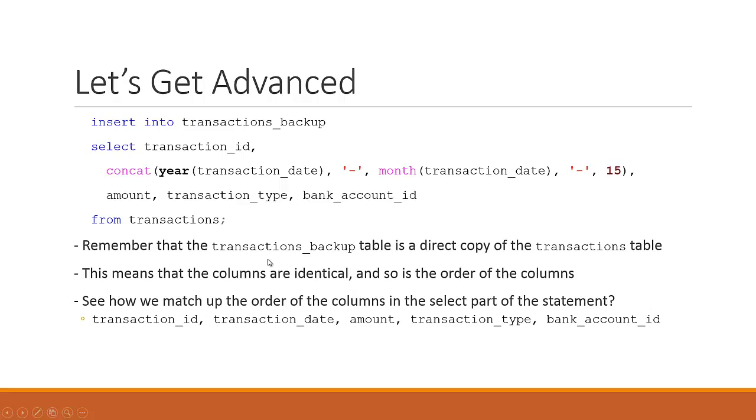So remember that the transaction backup table is a direct copy of the transactions table. A direct copy. That means all the columns from the transactions table are going to be inside of the transactions backup table. All the columns are still there. They're identical and they're in the exact same order. Okay? So just like any select or any insert into statement, we need to be careful of the order of the columns that we're specifying to have the data inserted into this table, right?